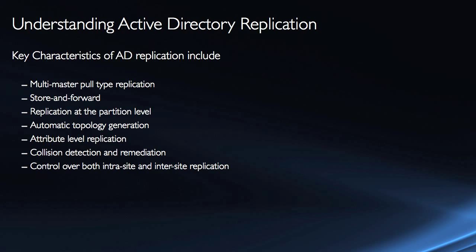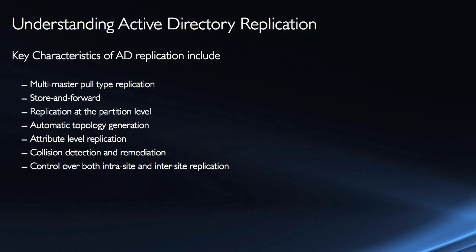We're also replicating at the attribute level. Consider a situation where a user is modified on two different domain controllers. And they're modified on domain controller 1, we change the phone number, and on domain controller 2, the office attribute. When the replication occurs, there is no conflict, because we're not replicating at the object level, but at the attribute level.